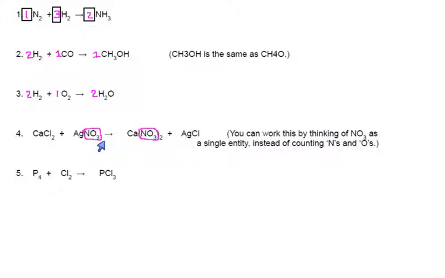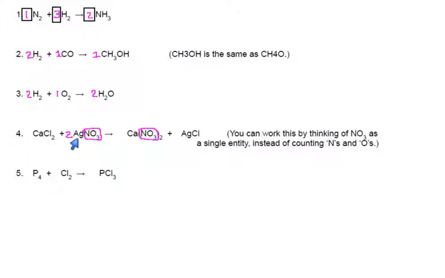You can think of this as just, I have a single nitrate, and over here I have two nitrates. Instead of counting N's and O's individually, you count this entire thing as a clump. So if we were trying to balance this, well, let's get right into this. We have a single nitrate here, but we have two nitrates on the right. So I need to double the amount of nitrate on the left side. That means putting a 2 there.